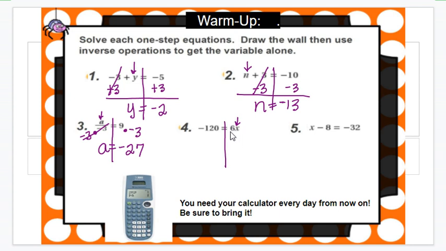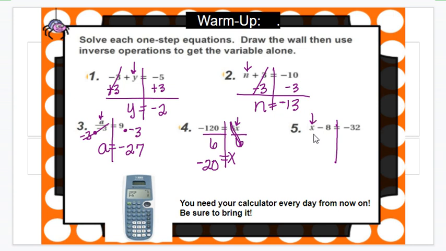So the opposite of multiplying by 6 is to divide by 6. And what you do to one side, you have to do to the other, so we're going to divide by 6 over here. So multiplying by 6 and dividing by 6 will cancel, leaving us with just x. And on this side, -120 divided by 6 is -20. So x equals -20.